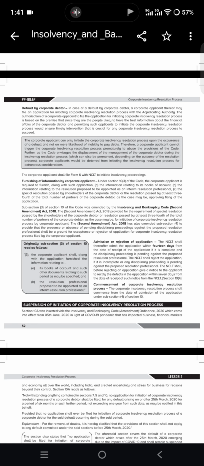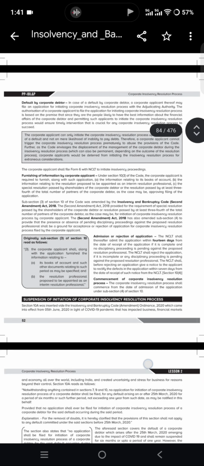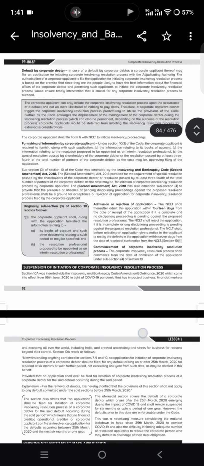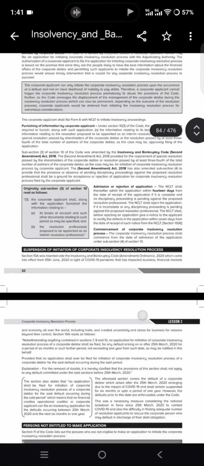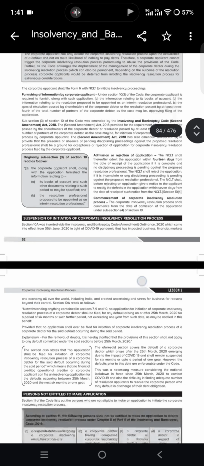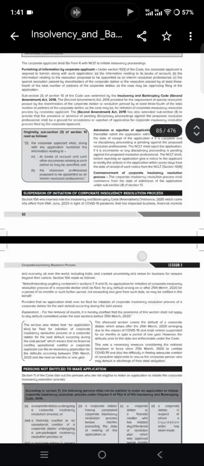Furnishing of information by corporate applicant. The corporate applicant is required to furnish along with such application: first, the information relating to books of accounts; the information relating to the resolution passed to appoint the IRP, and the special resolution. If not a special resolution, then a resolution of 3/4 of the total number of partners of the corporate debtor approving the filing of the application.